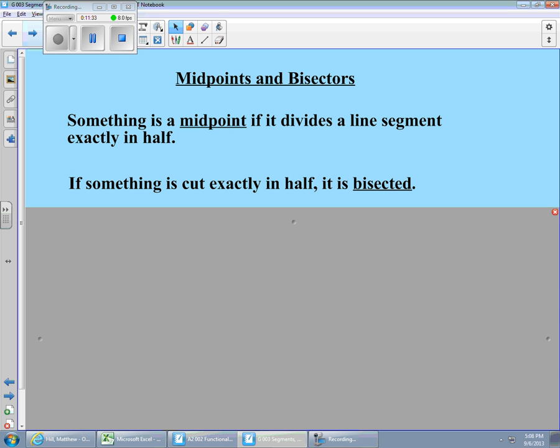Kind of a synonym, a different word, coming at it from a different direction. If something has been cut exactly in half, we say it has been bisected. The prefix bi meaning two, and sected meaning having been cut up. So it has been cut up into two sections.